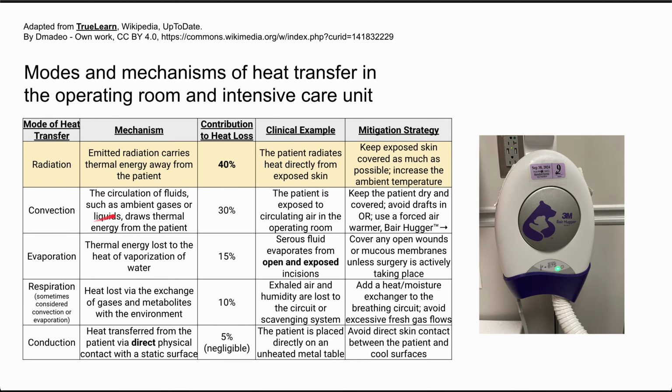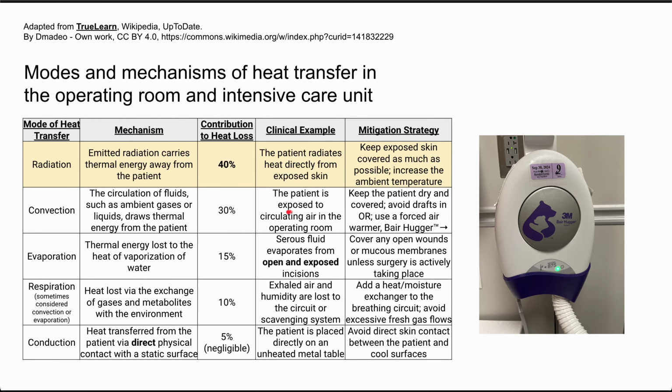The mechanism here is the circulation of fluids like ambient gases or liquids that draw thermal energy from the patient. This is similar to a convection oven that uses an ambient gas of air. It essentially just cycles warm air around the food to warm the food. In this case, you have ambient gas of cold air that's pulling heat away from the patient. This is about 30% of the heat loss for the patient by convection.